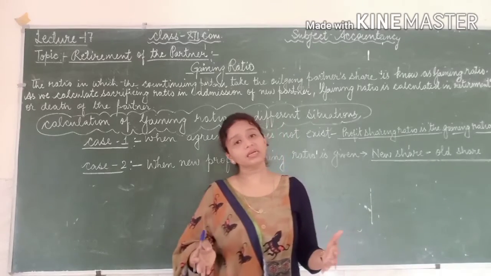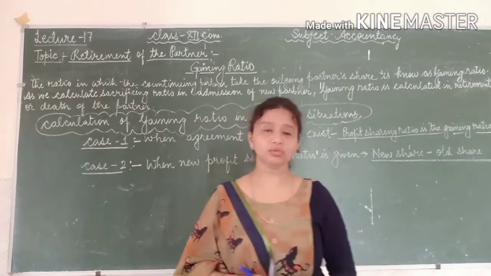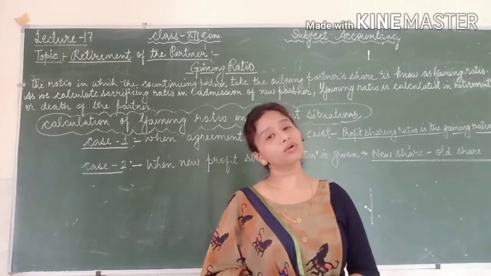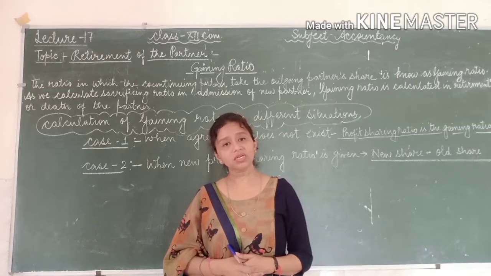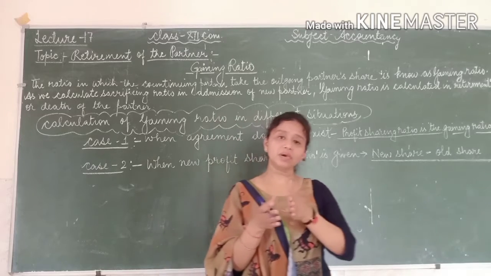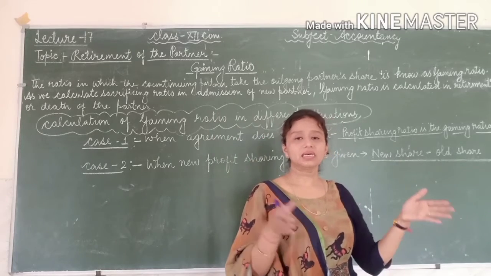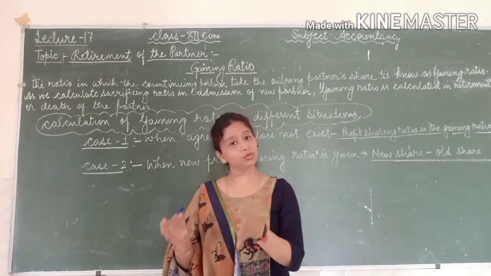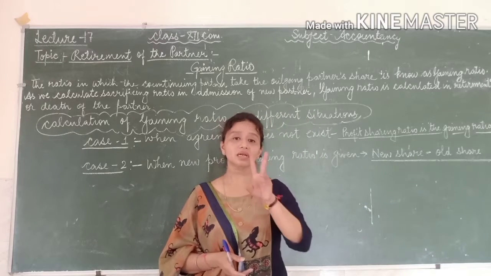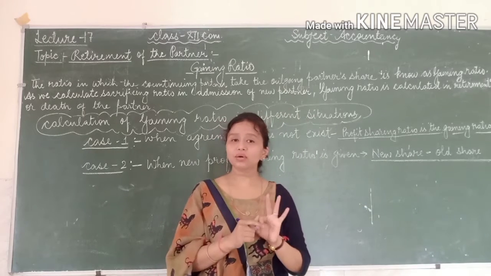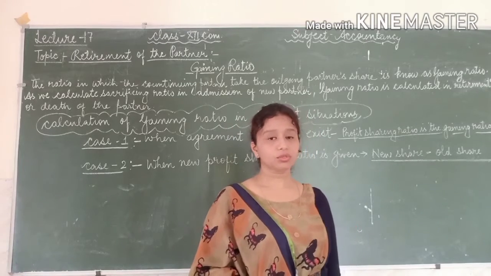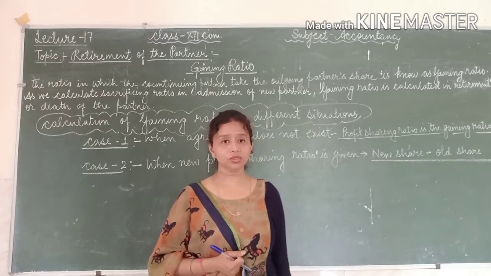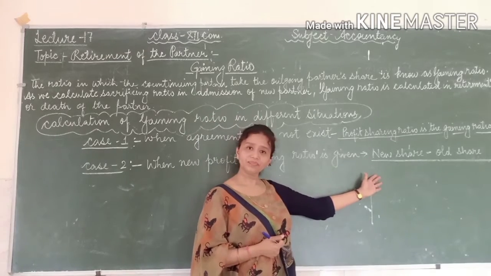Now, in this case, you have two ratios. First, the old ratio, where the retiring partner was also part of it. And second, the new ratio that forms when the retiring partner exits and the remaining partners continue. So there are two ratios: the old ratio and the new ratio. How will you calculate the gaining ratio? With this formula.